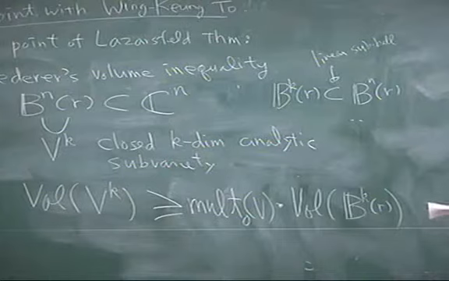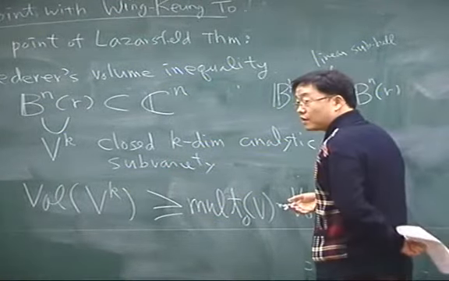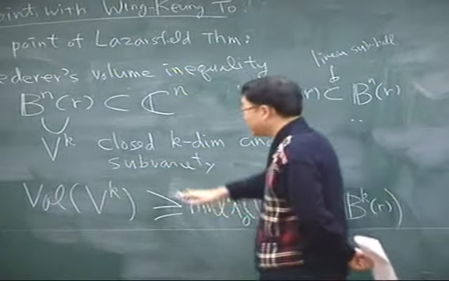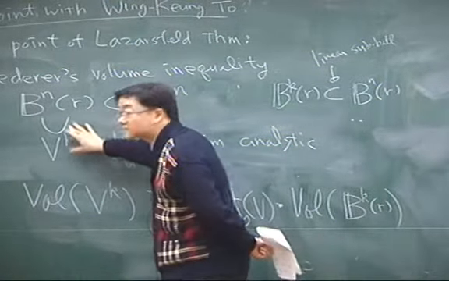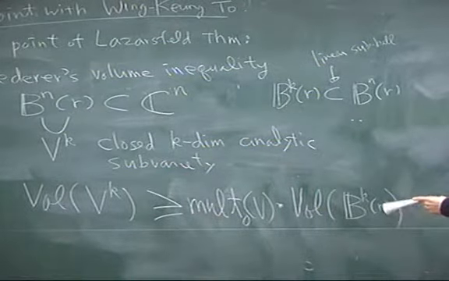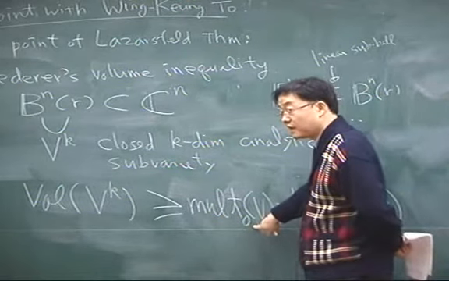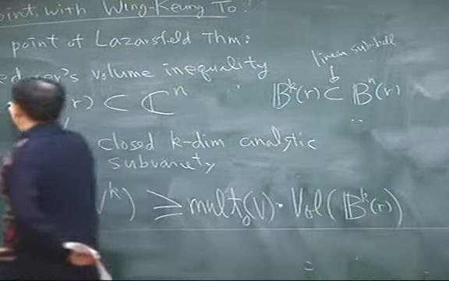You mean that V_k is the intersection of the ball with a closed k-dimensional subspace? You can say it that way, or V_k is a closed variety inside the ball. What's its multiplicity? This is an analytic variety, so multiplicity at the origin. Oh, I see, so there's the origin.